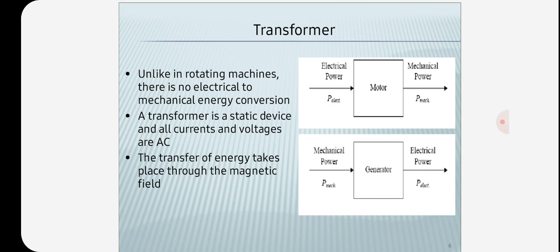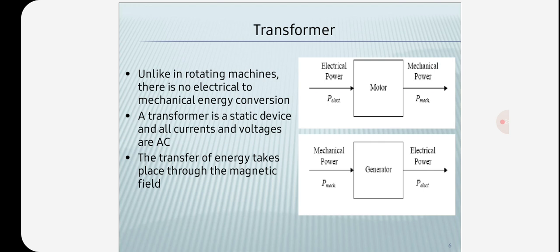So here is the simple structure of motors and generators. In a motor, the input is electrical power and the output is mechanical power. In a generator, the input is mechanical power and the output is electrical power. Unlike rotating machines, there is no electrical to mechanical energy conversion in a transformer. A transformer is a static device and all currents and voltages are AC.